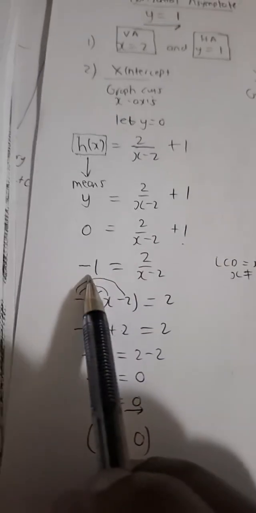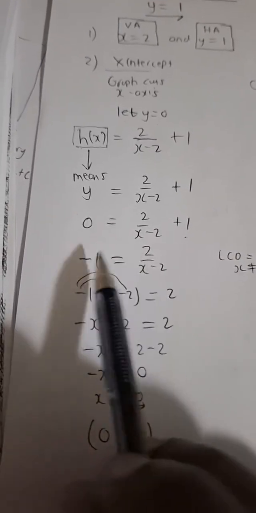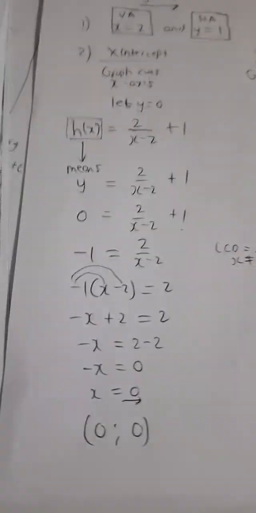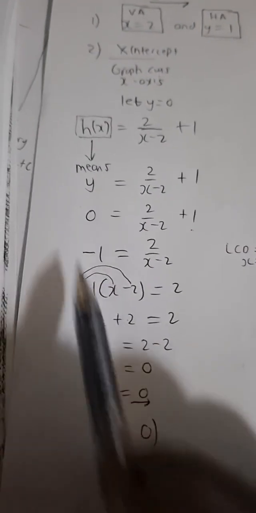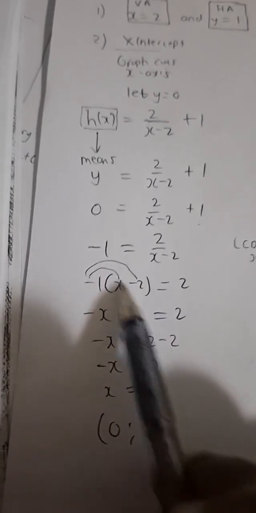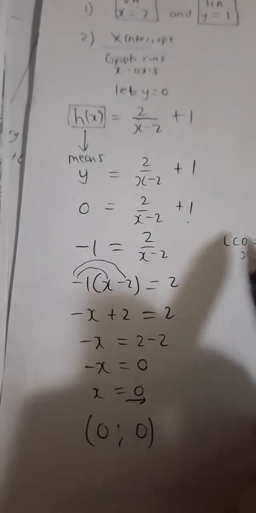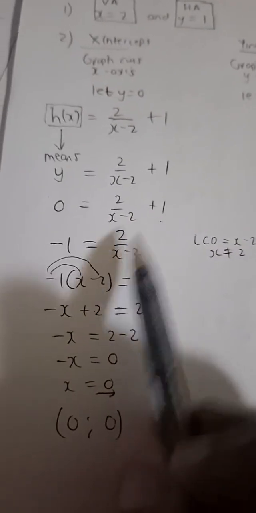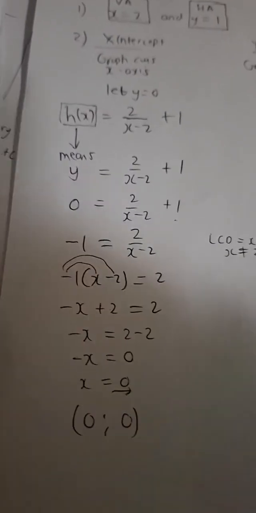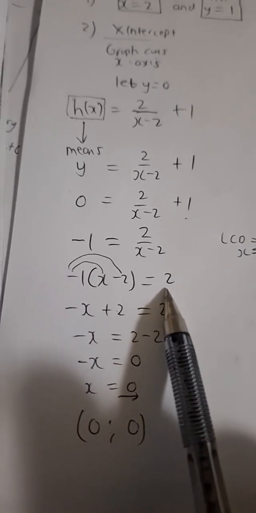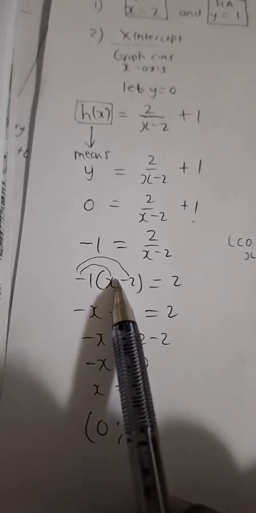Then we take the LCD and multiply by it for both the left and the right-hand side. So when we do that on the left, negative 1 gets multiplied to x minus 2. When we multiply that LCD, x minus 2, on the right, the x minus 2 and the x minus 2 cancel. We are left with positive 2 alone. Then we distribute the negative sign.